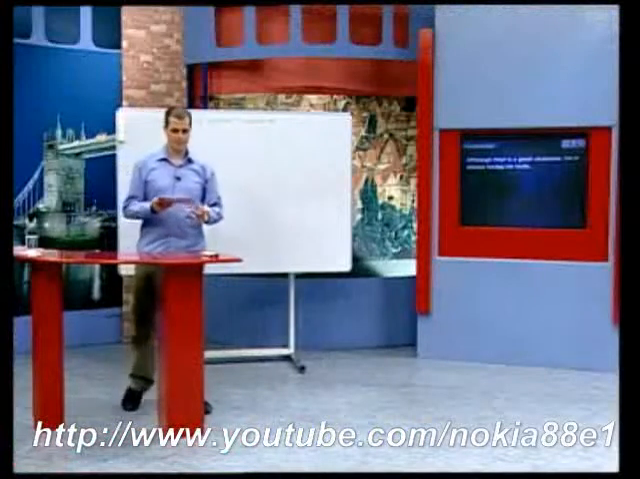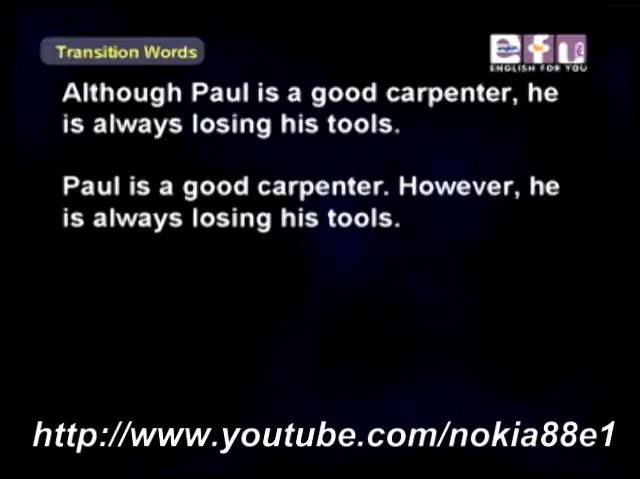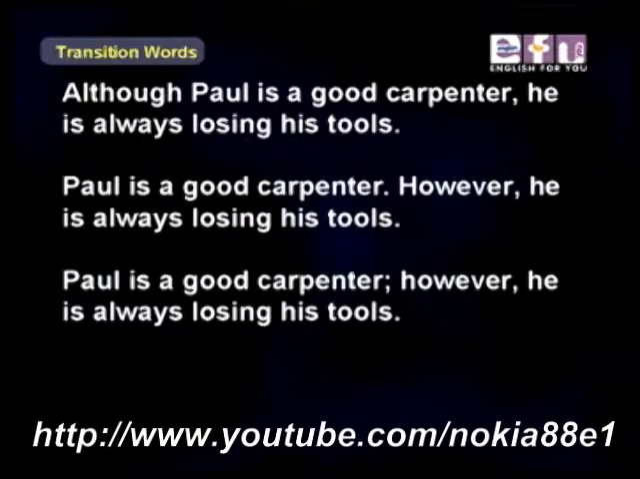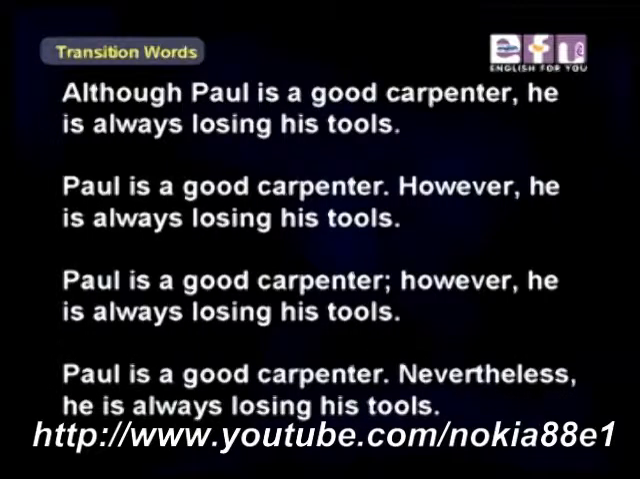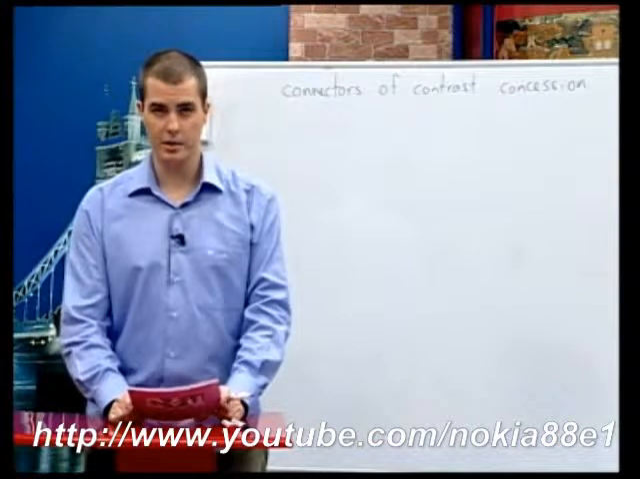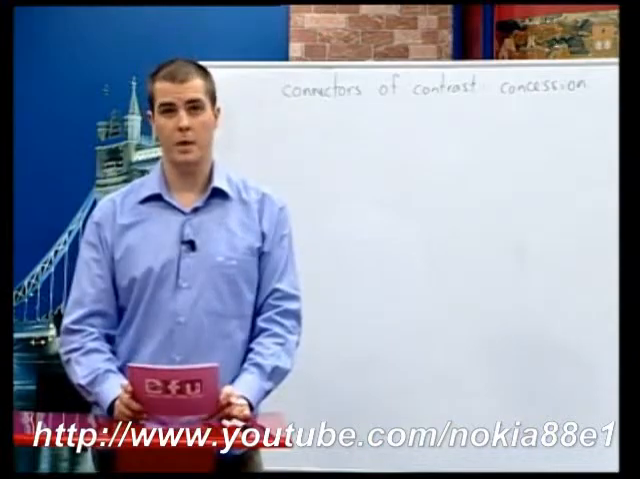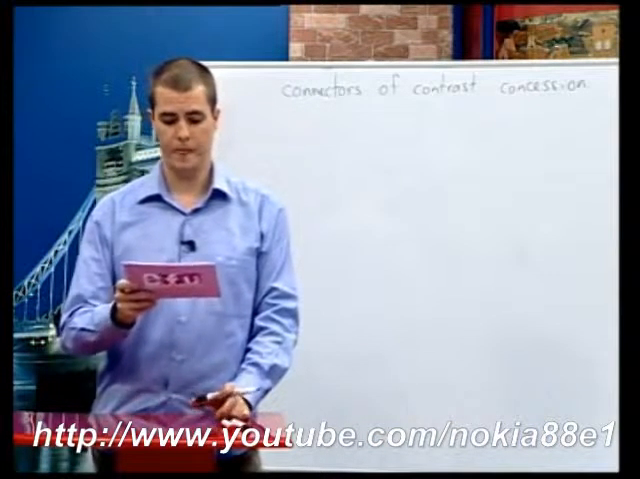Here are some examples. Although Paul is a good carpenter, he is always losing his tools. Paul is a good carpenter, however, he is always losing his tools. Paul is a good carpenter; nevertheless, he is always losing his tools. Although, however, and nevertheless are connectors of contrast. They have the same meaning as but, which we have already studied and reviewed.